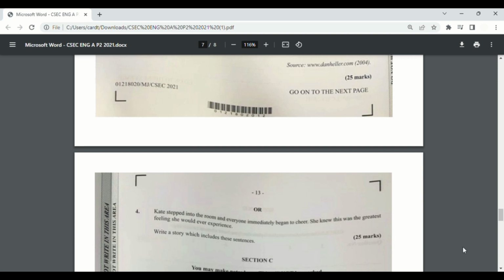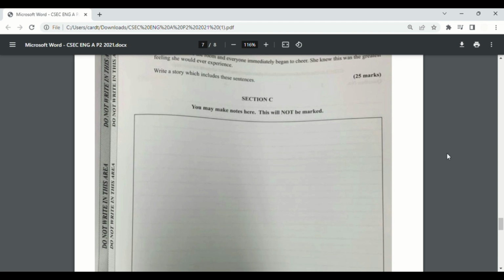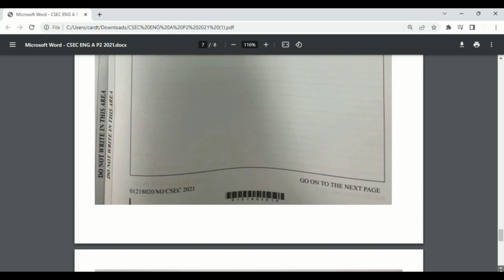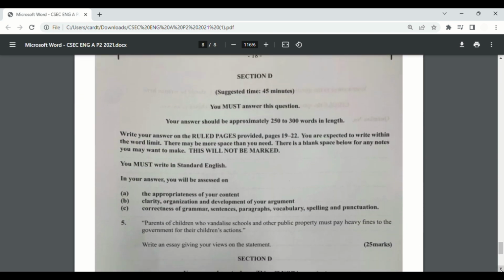That is how you write a narrative, right? So you have it. Make your notes here. This will not be marked, but I know you realize that part won't be marked. And in section D, which is compulsory, 250 to 300 words, we are writing about, this is an essay, so there may be more space than you need. Blah blah. Okay.